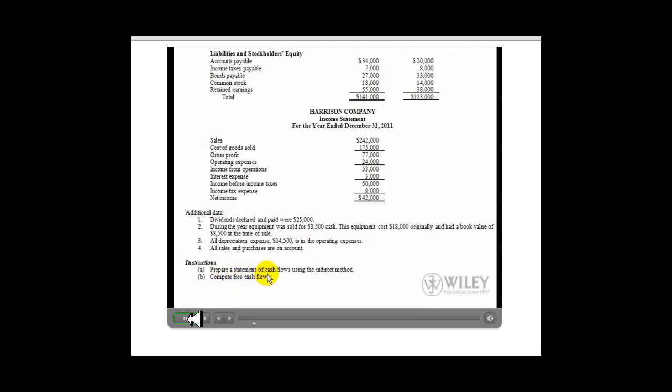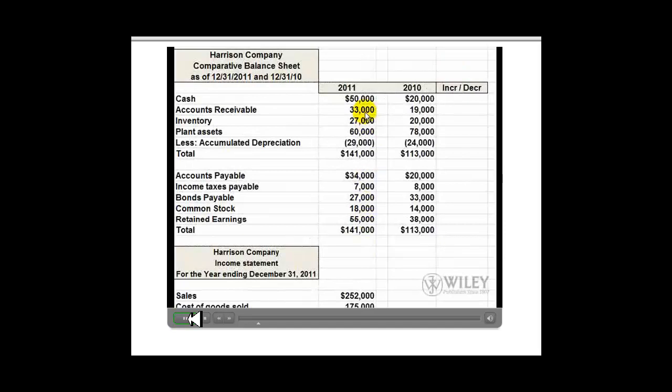To prepare a statement of cash flows using the indirect method and compute free cash flow, the first step is to review the comparative balance sheets and determine the amount of the increase or decrease year to year in the different accounts. The most significant account that we're going to be analyzing is the cash account. We have a $30,000 increase that we need to explain by the statement of cash flows.